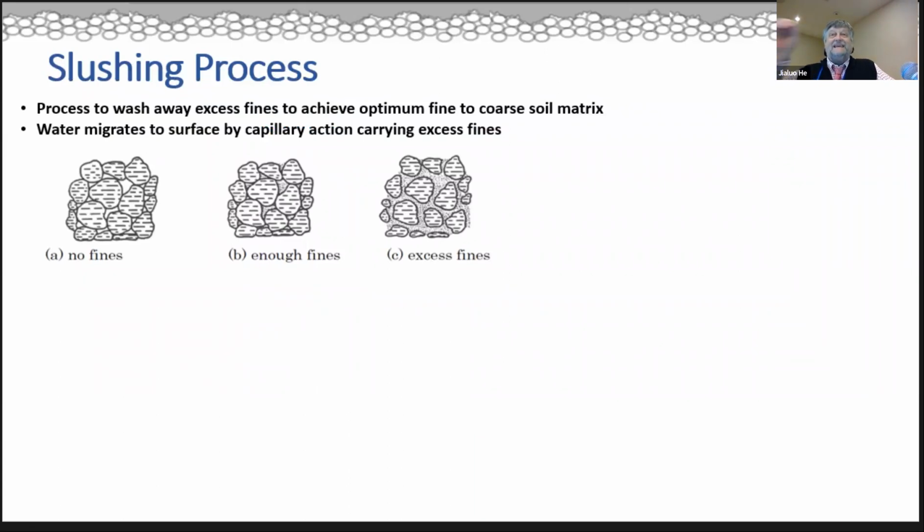So a key to, in my opinion, the success of inverted pavements is a technique called slushing. And I'm showing here a little schematic where on the left-hand side, there's an image that says there's no fines. In the middle, there's an image that says there's enough fines. And in the right, the image shows excess fines. And slushing is a technique that has been developed that moves you from a position where you have excess fines to a position where you have just the right amount of fines.